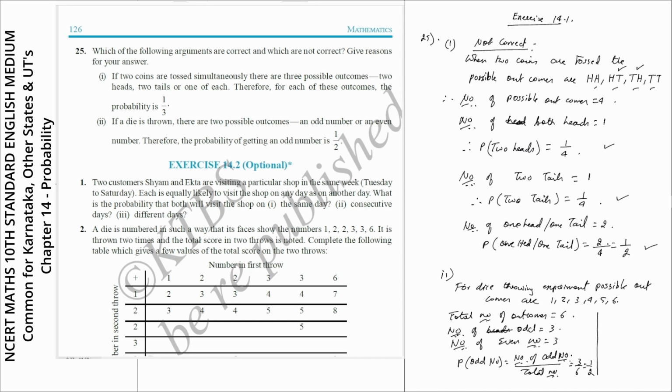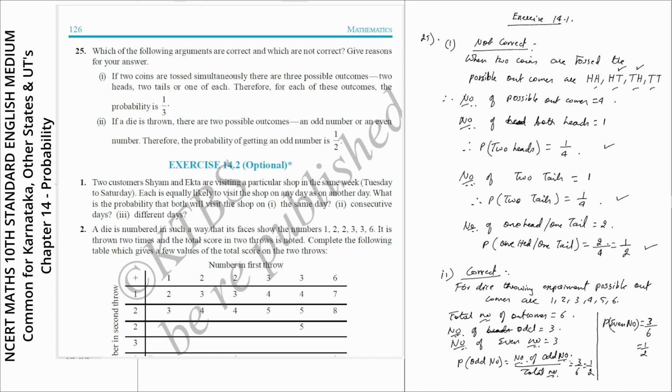Similarly, the probability of an even number is equal to the number of even numbers divided by the total number. Here also the number of even numbers is 3, and the total number of numbers is 6. So this is equal to 1 by 2. So the given data is correct. If a die is thrown, there are 2 possible outcomes, an odd number or an even number. Therefore the probability of getting an odd number is 1 by 2. So that sentence is correct.